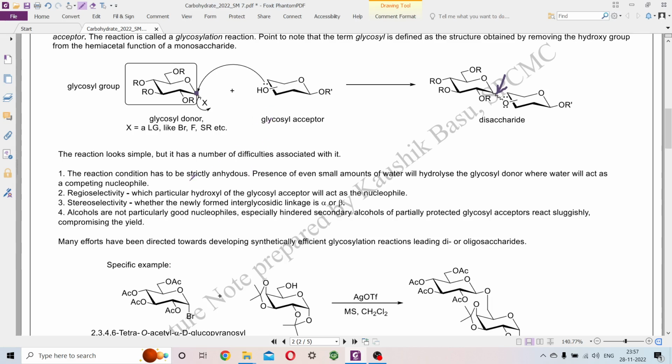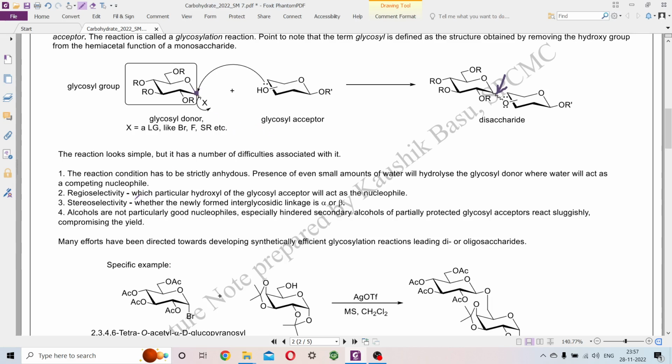The second point is that you need to worry about the regioselectivity. In the glycosyl acceptor, you must not have any regioselectivity issue. If there are multiple free OH groups, then all of those have the potential to react with this glycosyl donor, and therefore you will end up with a mixture of regioisomeric disaccharides. That is what you don't want, and therefore preferably you should have only one free hydroxyl here, which will unambiguously react with the glycosyl donor.